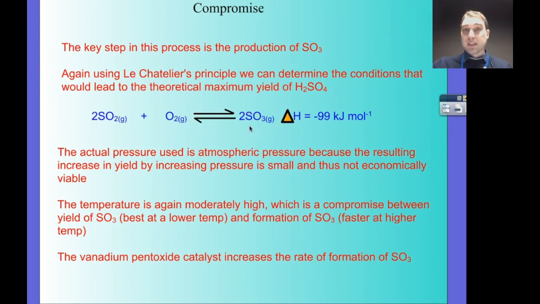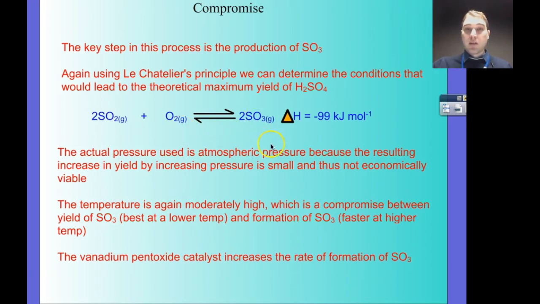So like I said, this is a key step, and we need to look at this and determine what conditions would maximize the yield. So in terms of pressure, if we increase the pressure, we're going to shift the position of equilibrium to produce fewer molecules. So in this case, increasing the pressure would produce more sulfur trioxide, which is what we want. There's 3 molecules on the left, 2 molecules on the right.